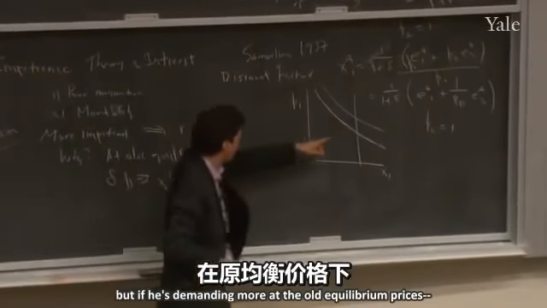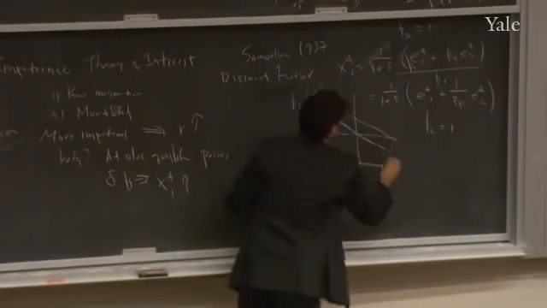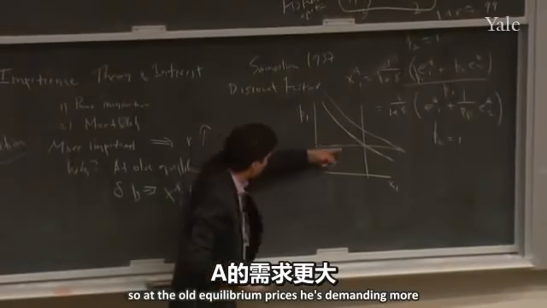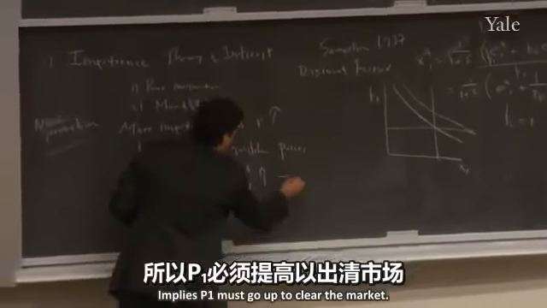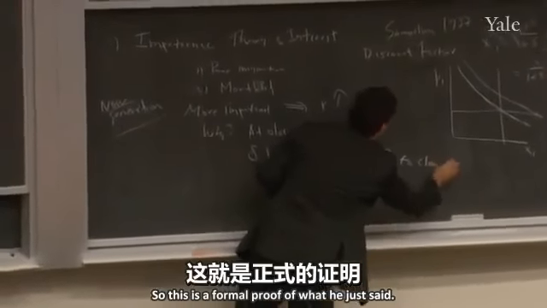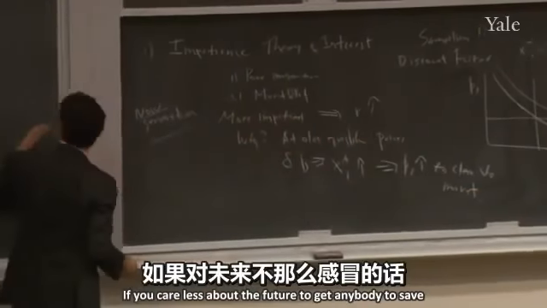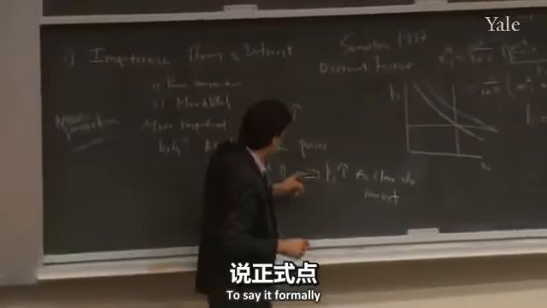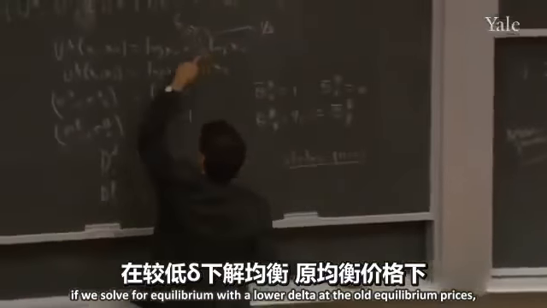But if he's demanding more at the old equilibrium prices, the only way to clear the market is to raise P1. So P1 must go up to clear the market. This is a formal proof of what he just said. The common sense may be enough for you: if you care less about the future, to get anybody to save, you're going to have to raise the interest rate.